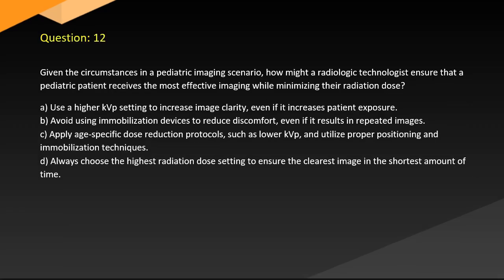Question 12. Given the circumstances in a pediatric imaging scenario, how might a radiologic technologist ensure that a pediatric patient receives the most effective imaging while minimizing their radiation dose? A. Use a higher kVp setting to increase image clarity even if it increases patient exposure. B. Avoid using immobilization devices to reduce discomfort even if it results in repeated images. C. Apply age-specific dose reduction protocols, such as lower kVp, and utilize proper positioning and immobilization techniques. D. Always choose the highest radiation dose setting to ensure the clearest image in the shortest amount of time.